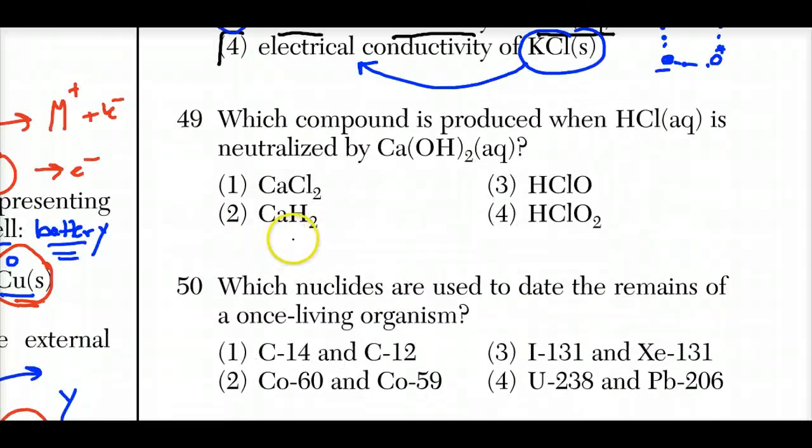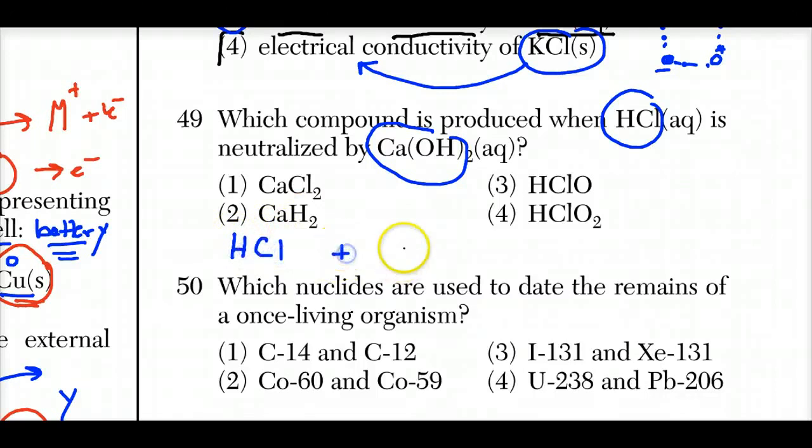Number 49, which compound is produced when HCl is neutralized by calcium hydroxide? Neutralized means an acid-base reaction. Acid and base make what? Salt and water. So let's write it out. Hydrochloric acid, calcium hydroxide. And what's going to happen? Well, it's a double replacement. H is positive, chlorine is negative, the calcium is +2, each hydroxide is -1. They're going to switch partners.